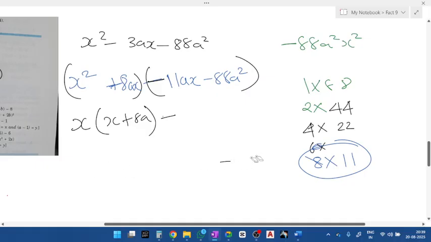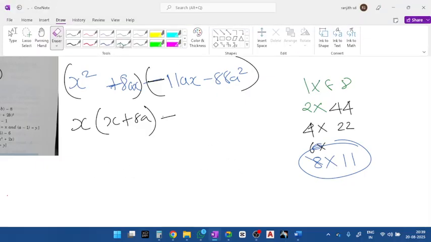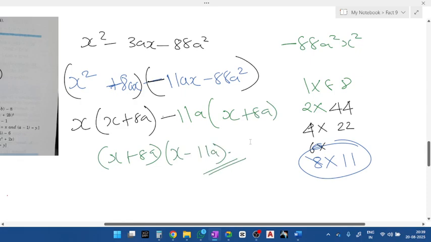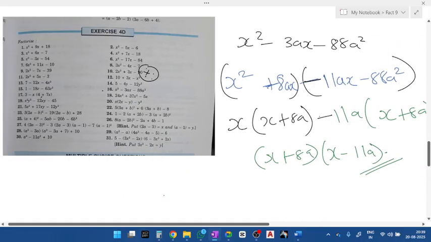Okay. Now tell me which is the first sign. Minus is first. 11 is common. A. Next. X. Well, answer is x plus 8a into x minus 11a. Completed all of you all? Done? So how many questions have we completed? Up to 16 done. Fine.